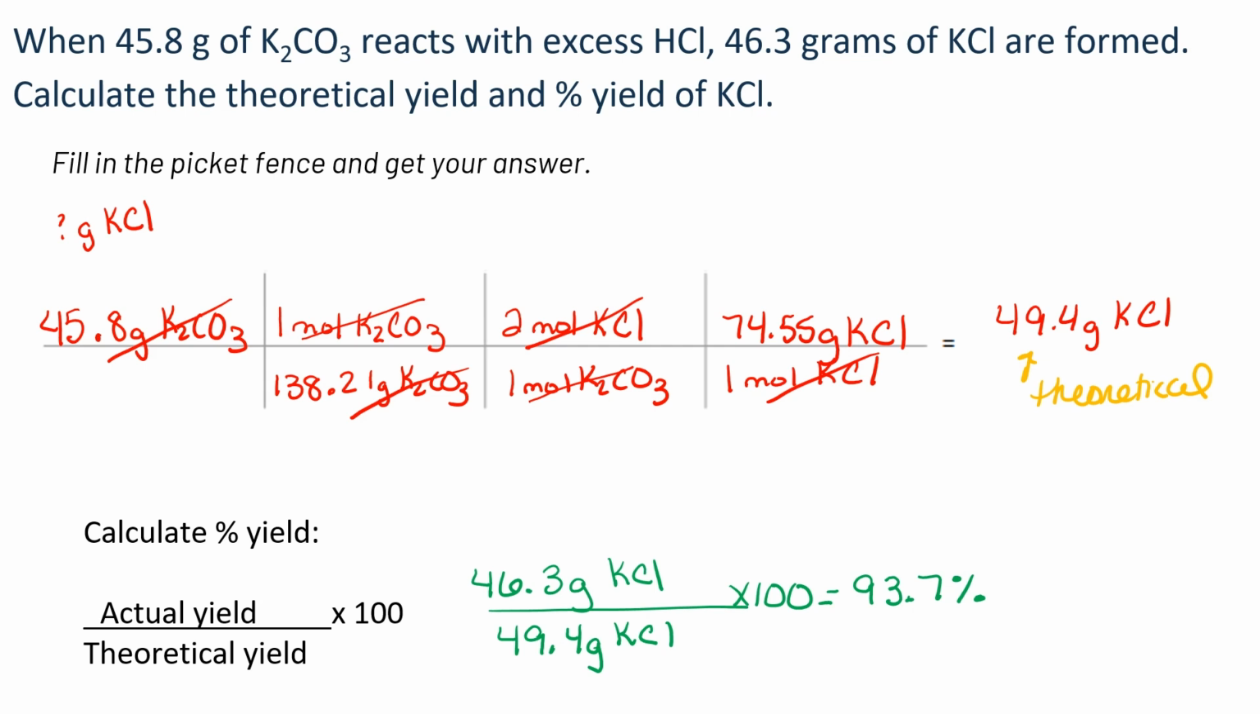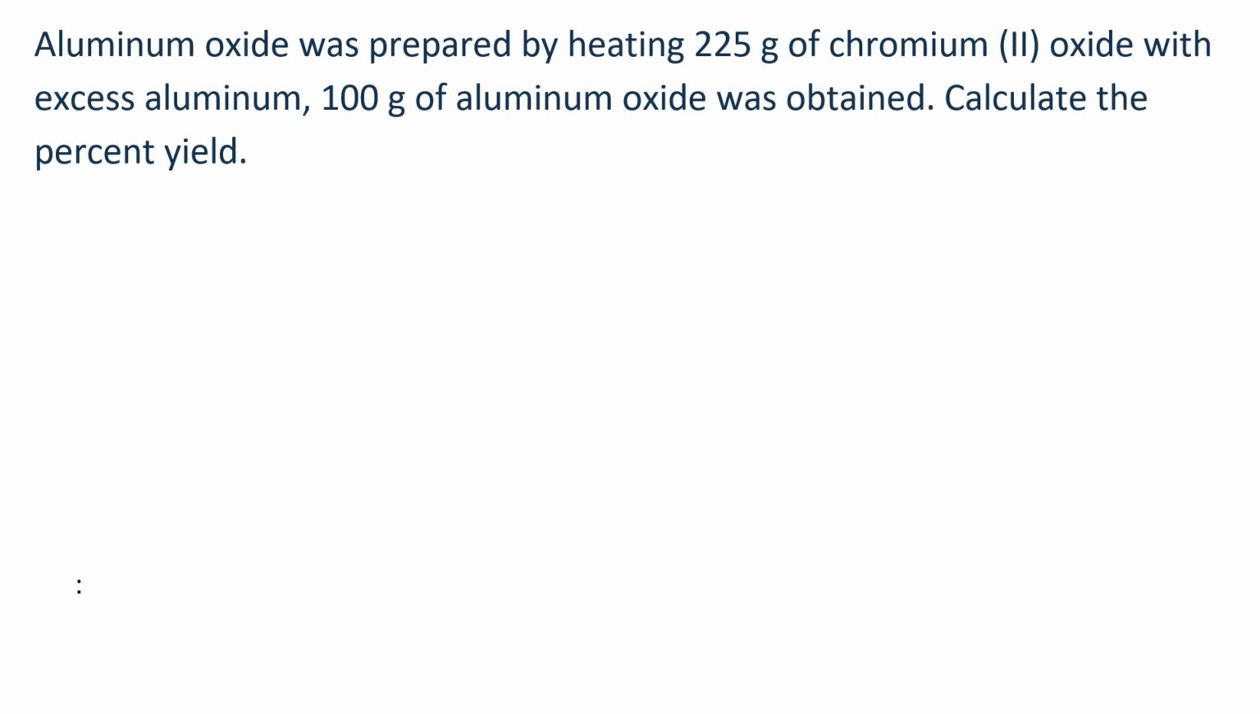Okay, so let's look at the last problem. So here we go, the last problem. Aluminum oxide was prepared by heating 225 grams of chromium 2 oxide with excess aluminum. 100 grams of aluminum oxide was obtained. Calculate the percent yield. I would encourage you to pause the video and try to do this one on your own, and then play the video and see how you did. This is when it's good to make mistakes and to see if you know what's going on.